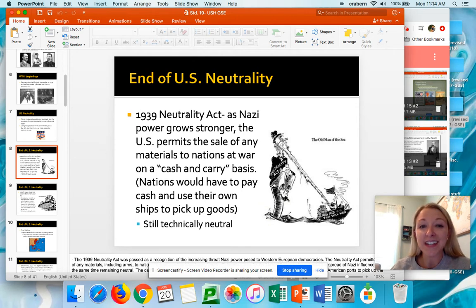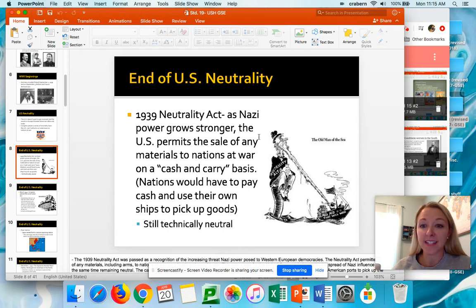So in 1939, however, the Nazi power is growing stronger over in Europe. Right. And so we start to see that our allies, as well as our own trade, is starting to suffer. So basically, we decide that we can't not do anything anymore. So we pass the Neutrality Act, which basically says that we will permit the sale of any materials to nations at war on a cash and carry basis.